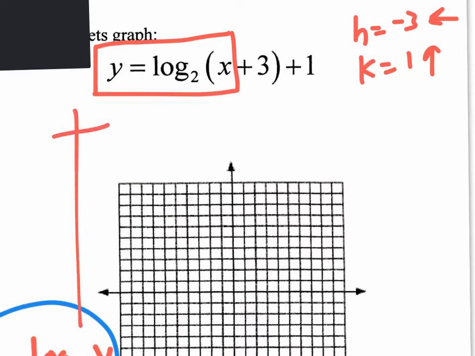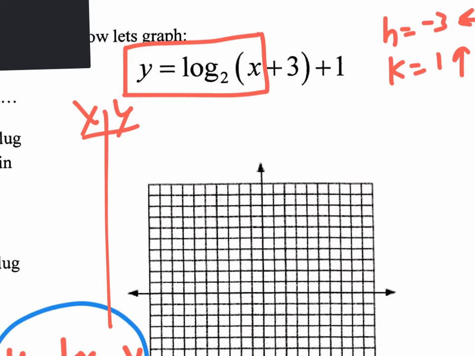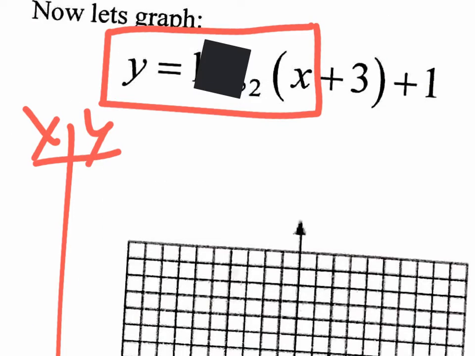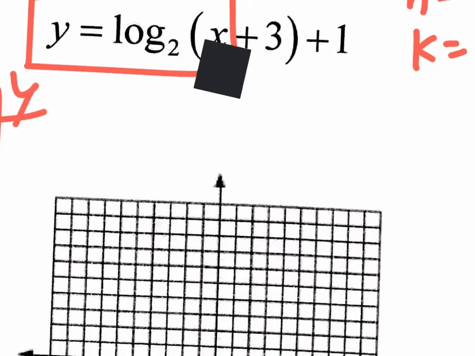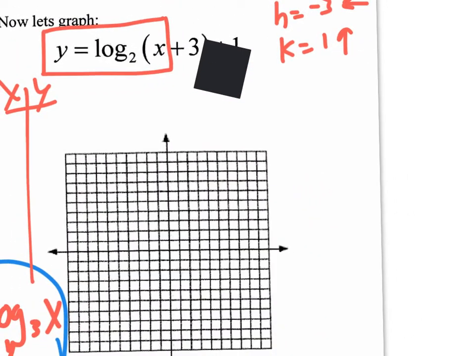I need an xy table for log base 2 of x. But I know that that could be really confusing. So how about this? I'm going to cover up the log part, and that way I could see the equation y equals the base 2 to the x power, right? So it'll look like an exponential growth function. Y equals 2 to the x. As a matter of fact, let's write that over here. Y equals 2 to the x.